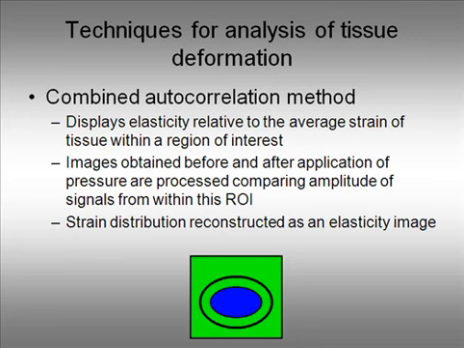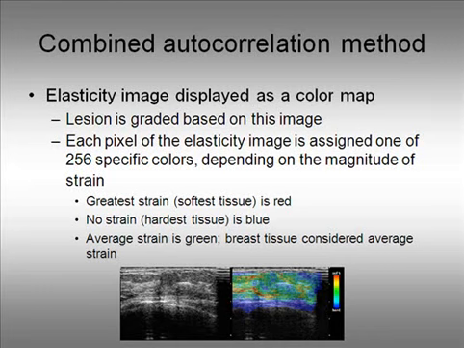Again, the images are obtained by taking a look at the lesion before pressure is applied and then while pressure is being applied. The elasticity image is displayed as a color map, and then the lesion is graded based on this image, and it's graded from 1 to 5. We'll go through each of those.